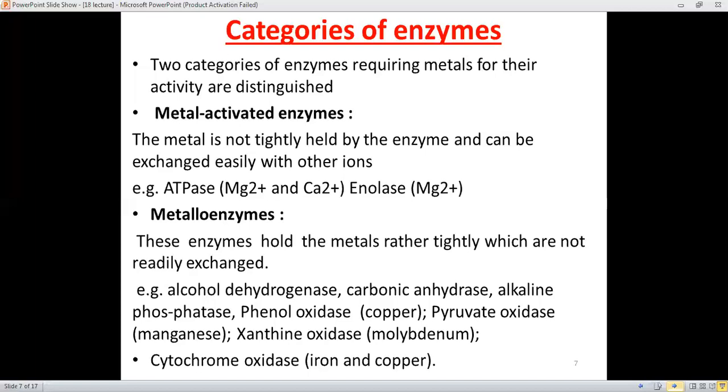And number second are the metalloenzymes. These enzymes hold the metals rather more tightly, and the metals are not readily exchanged. Like alcohol dehydrogenase, carbonic anhydrase, alkaline phosphatase, phenol oxidase, which requires copper, pyruvate oxidase, which requires manganese, xanthine oxidase, which requires molybdenum, and cytochrome oxidase, which requires iron and copper, and they bind tightly with the enzyme to form the metalloenzyme category of enzymes.